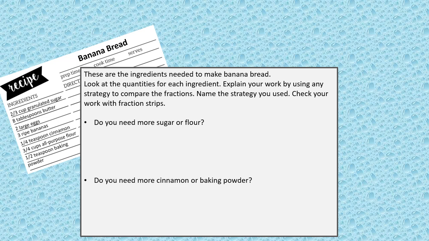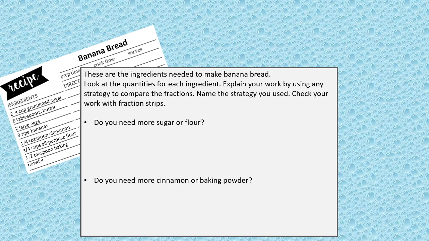Now let's take a look at an extended response problem, okay? And I don't have my fraction bars here just yet because I really want you to practice explaining your thinking using the strategies that we've learned in this module. But once we're done, we will look at our fraction bars just to make sure that our work is correct. So let's take a look.